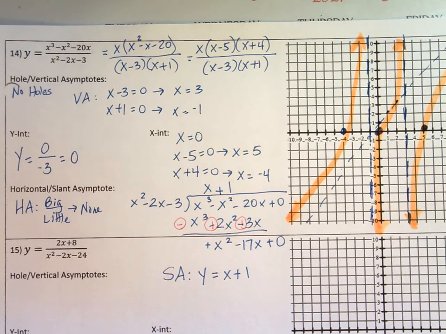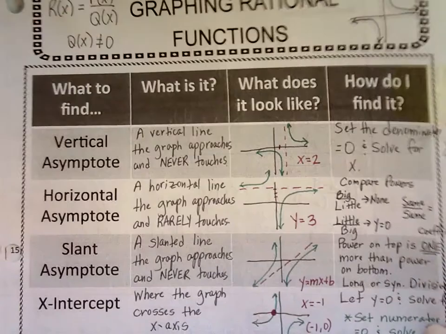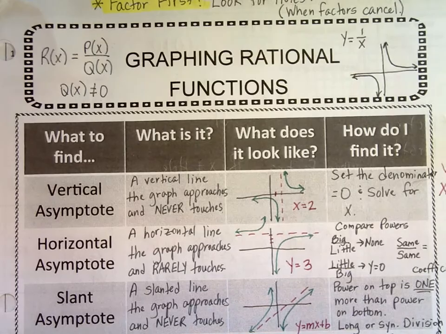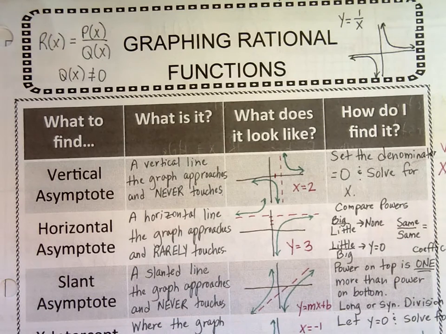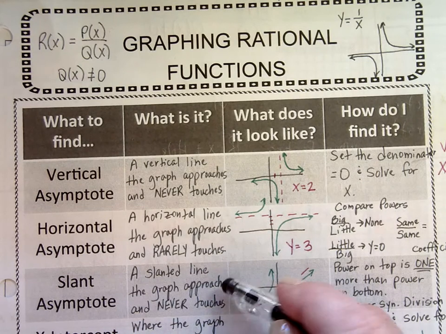So there's one thing that comes up for sure that we need to go back and fix. Do you know what it is? Graphic organizer, here it is. My slant asymptote, the slanted line the graph approaches and never touches. Guess what happened? That guy just crossed through it, didn't it? So we need to fix this.